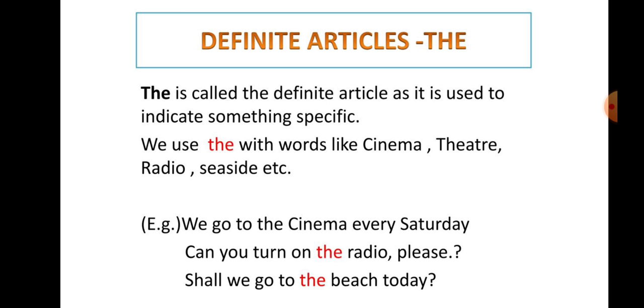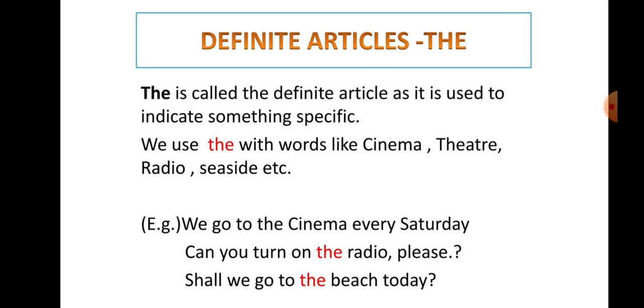Now we are going to see about definite articles. Now what are definite articles? Like indefinite articles are a and an, so obviously the definite article is the. But why is the known to be a definite article? Because it is used to indicate something specific. It means the is called the definite article because it points to a particular person or a specific thing.